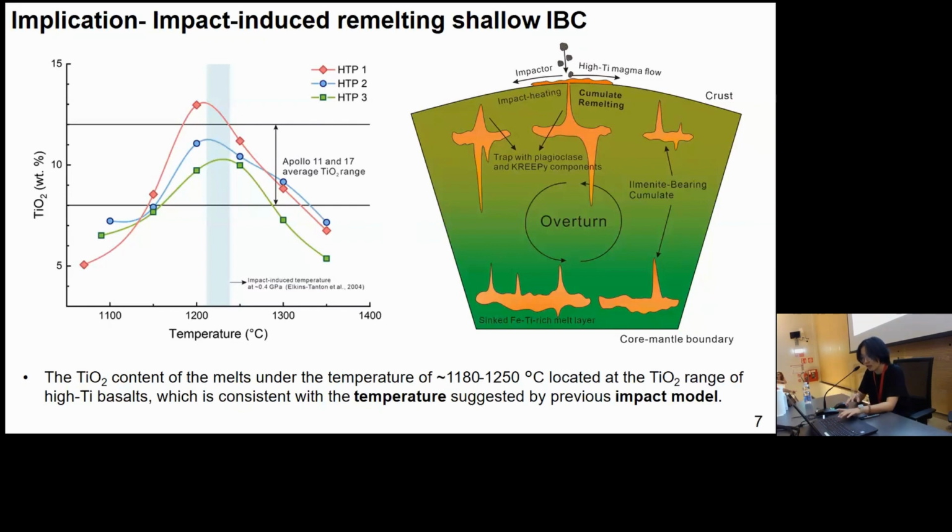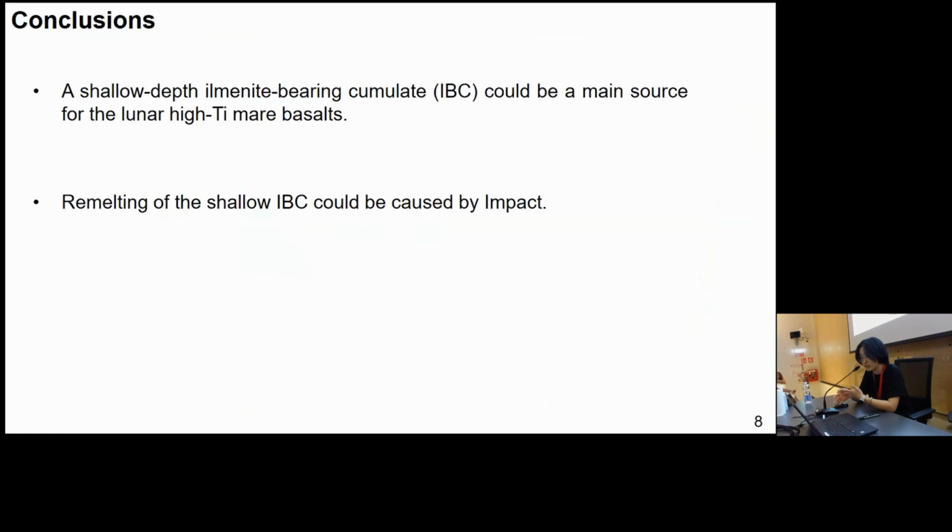So at last, I want to repeat our conclusion. The shallow depth ilmenite-bearing cumulate could be a main source for the lunar high-titanium mare basalt, and the remelting of the shallow IBC can be caused by the impact.